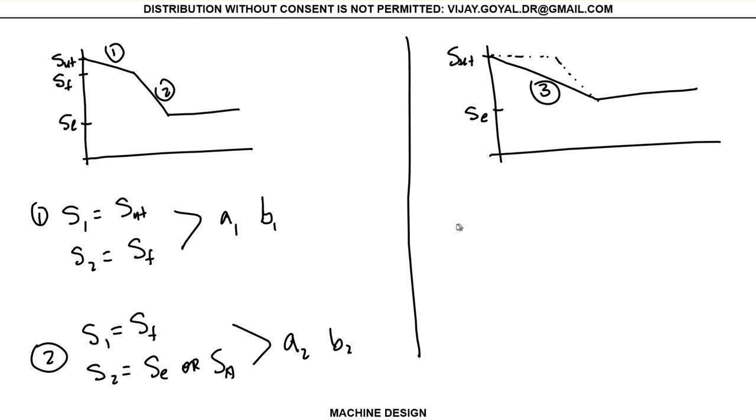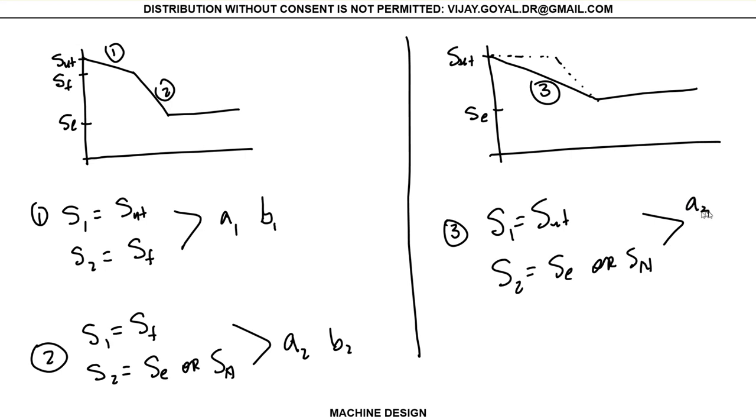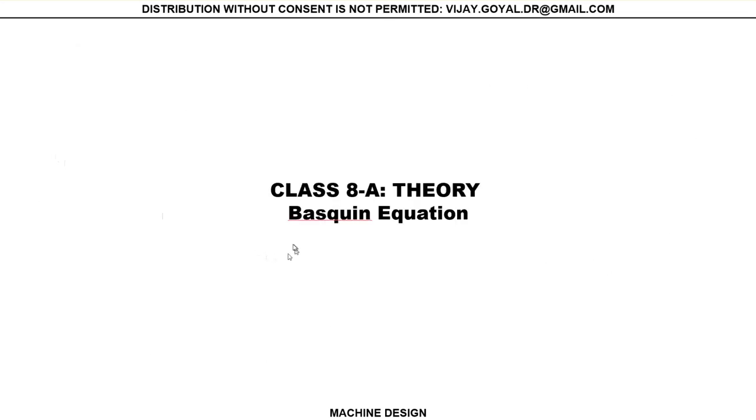Let's call this number 3. For number 3, S1 will be SUT and S2 will be SE or SN, depending on the case. From here, you can find an A3 and a B3. So this is how you actually handle these treatments for these equations, and that's how we use the Basquin equation.